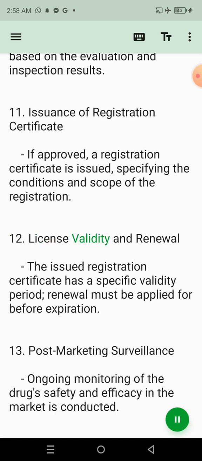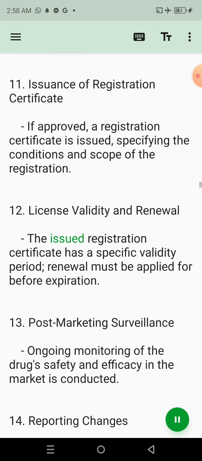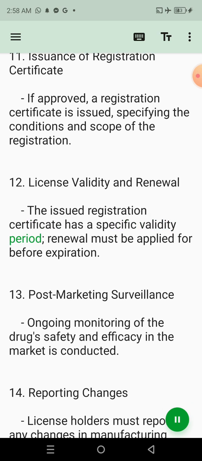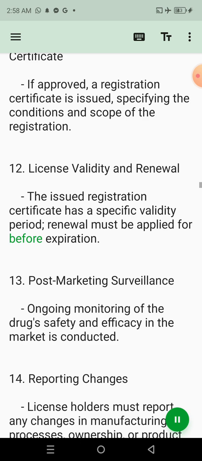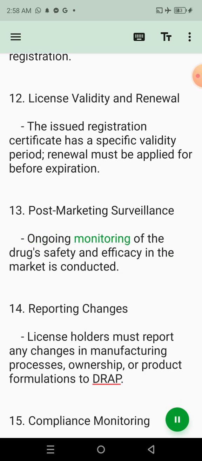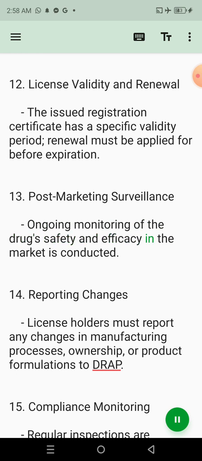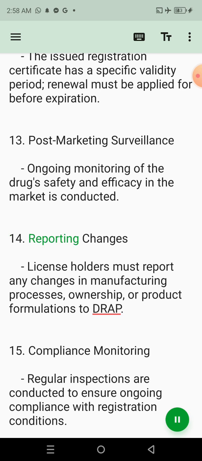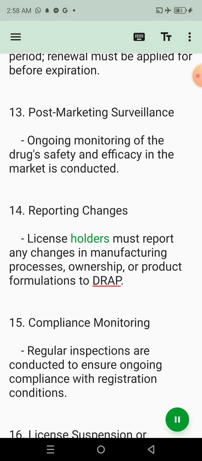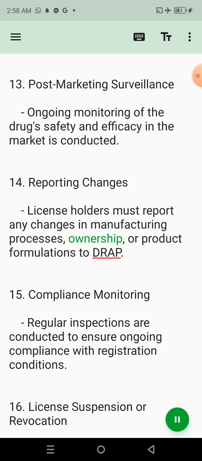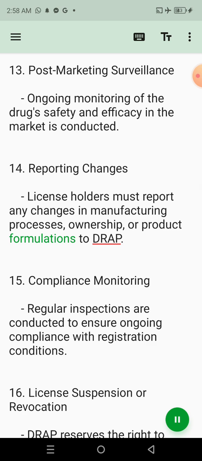12. License validity and renewal. The issued registration certificate has a specific validity period. Renewal must be applied for before expiration. 13. Post-marketing surveillance. Ongoing monitoring of the drug's safety and efficacy in the market is conducted. 14. Reporting changes. License holders must report any changes in manufacturing processes, ownership, or product formulations to DRAP.